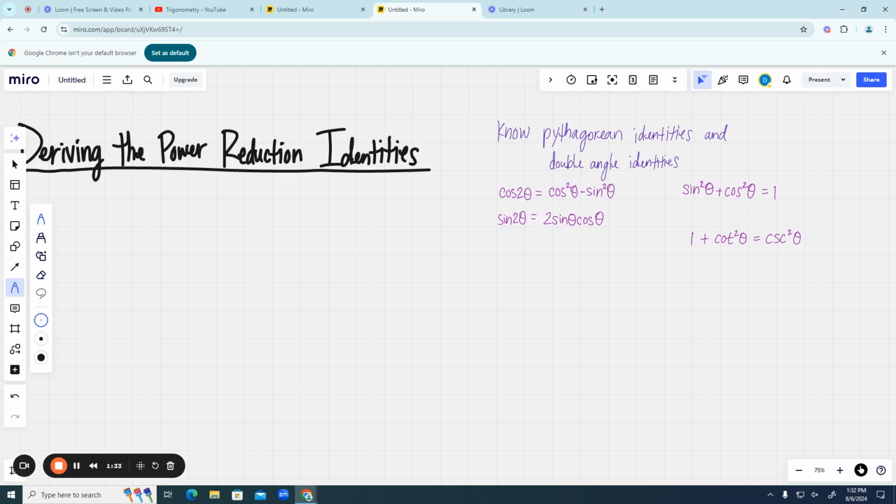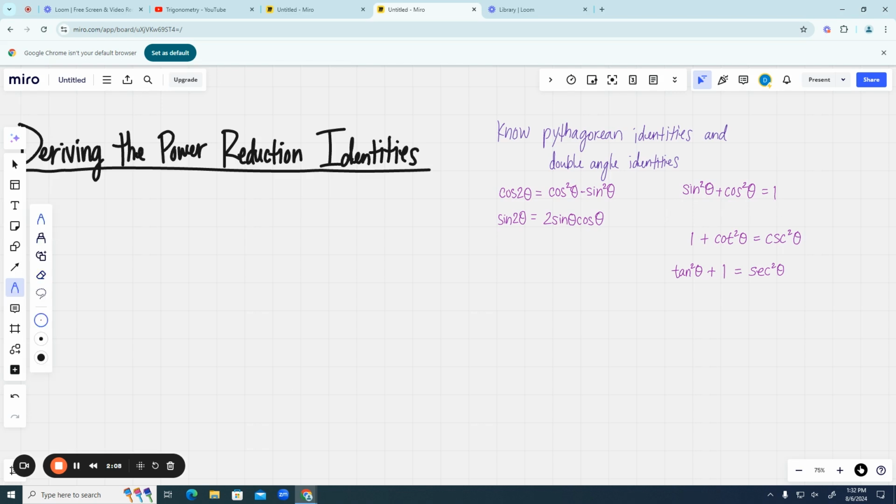If I divided everything by cosine squared theta, sine over cosine would give me tangent. I'd have tangent squared theta right there. Cosine over cosine is going to be 1. And then 1 over cosine is going to be secant squared theta. That's another reciprocal identity that you probably should know. So I have these three.